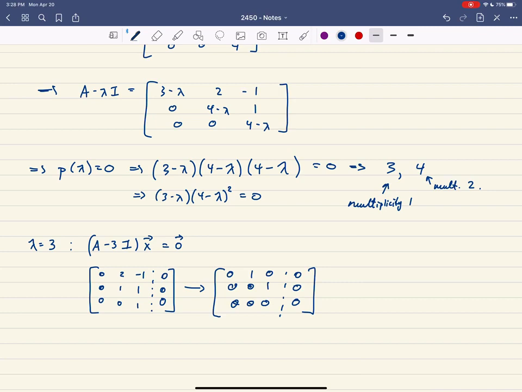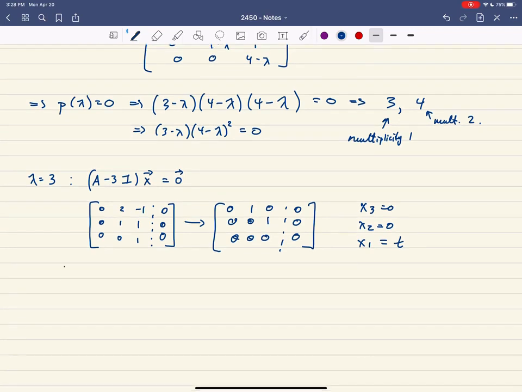If I wanted to study the solution here, notice that x3 is 0, x2 is 0, and x1 is free to be whatever we want it to be. So x1 is t. That means that the eigenspace E sub 3 is going to be the set of vectors t, 0, 0, where t is a real number. In other words, the span of the vector 1, 0, 0, being that vector i hat, the standard basis vector in the x direction. So that's E3, the eigenspace there.